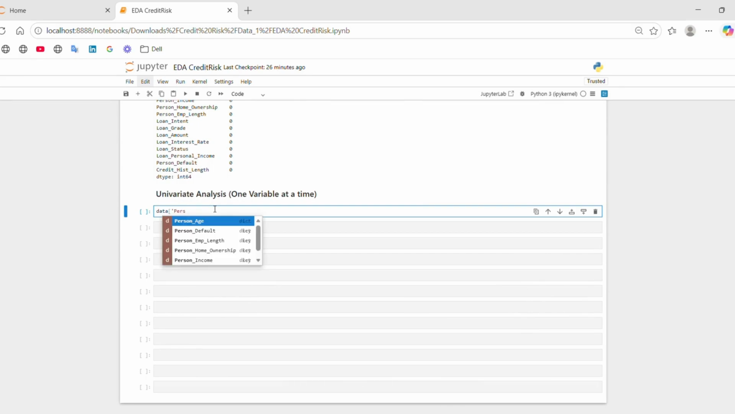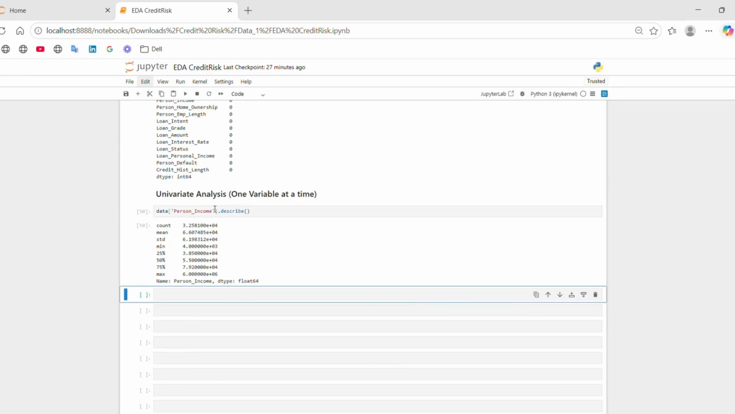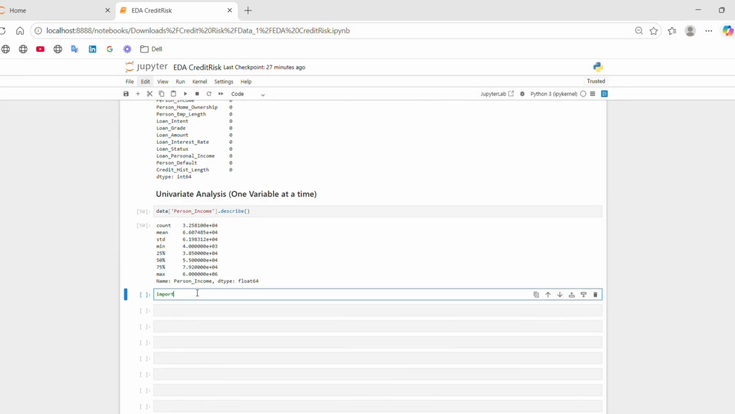So for that, data of person income dot describe. We'll first see what exactly this variable is. Since it's a numeric variable, you can see that it is showing count, mean, median, standard deviation. The maximum value is 6 into 10 to the power 6, and so on. Now let's plot and see how this variable looks, because we are talking about person income.